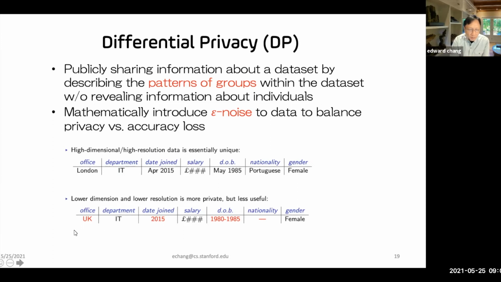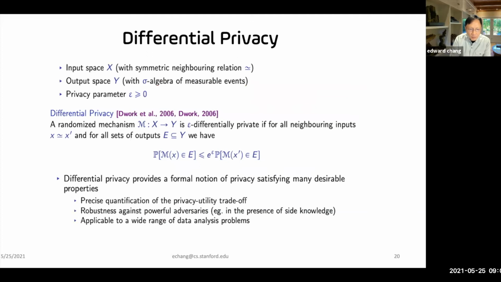So you say, okay, I'm going to try to introduce noise. So rather than London, I say, well, UK, and date joined, I wouldn't want to specify the month, just the year. Then the day of birth, I specify maybe just a decade or an epoch of time. But still, this is not bulletproof. But in theory, differential privacy is attractive because they can come up with a quantifiable method for safeguarding privacy.